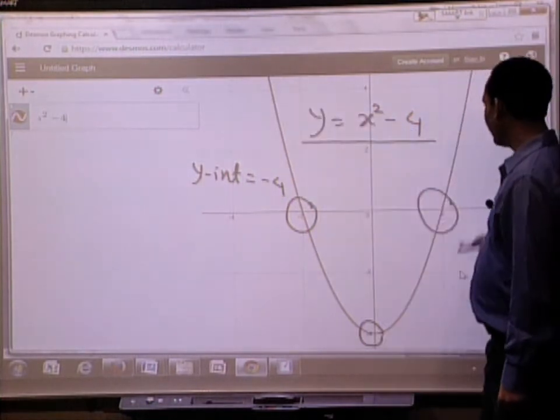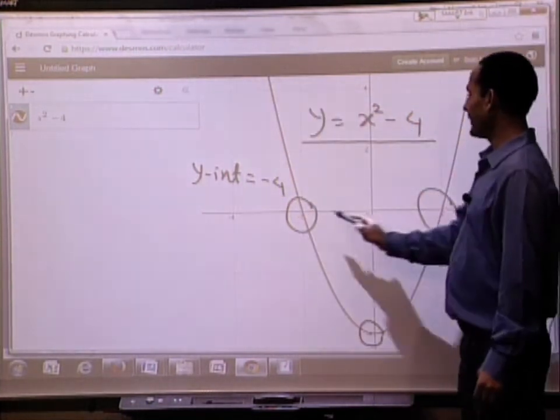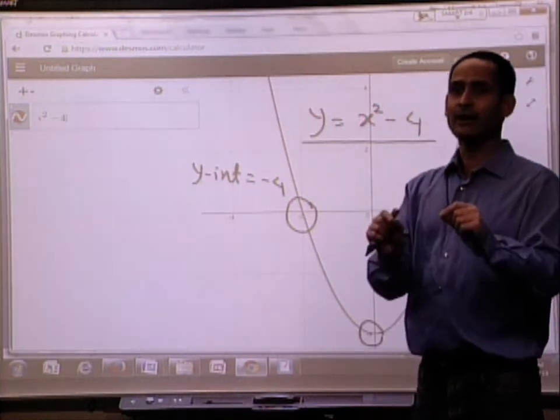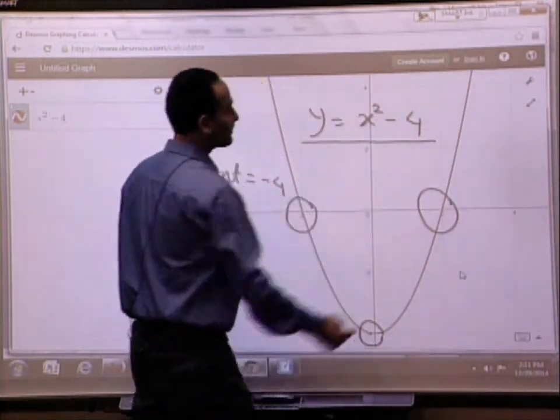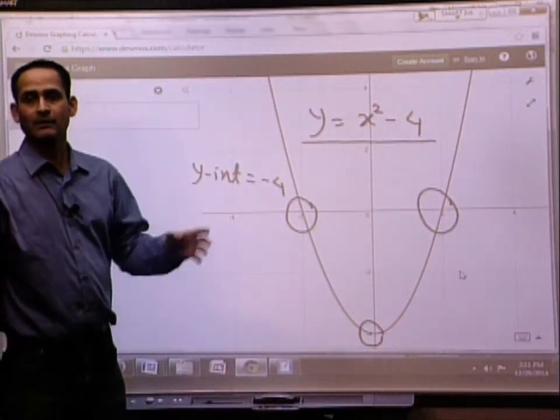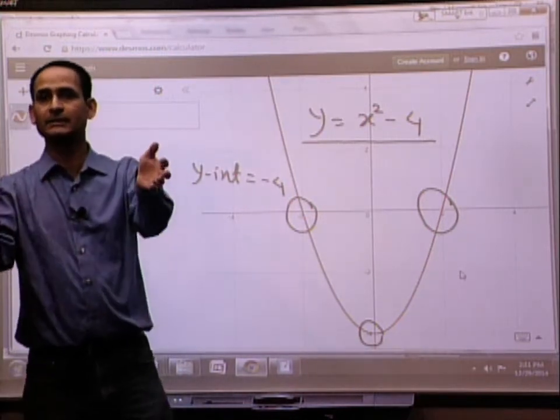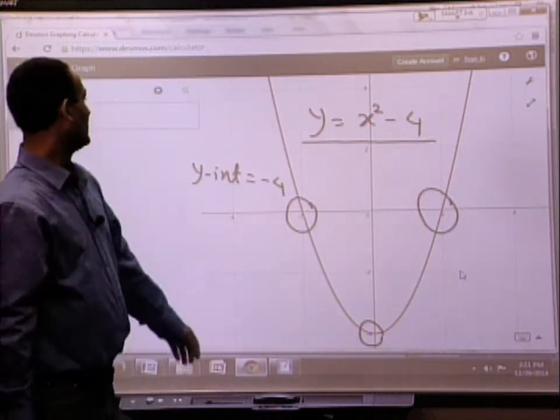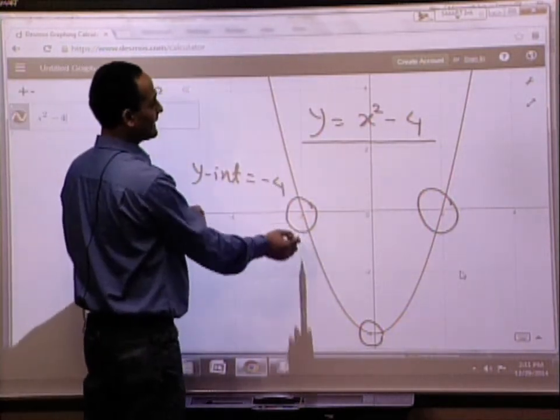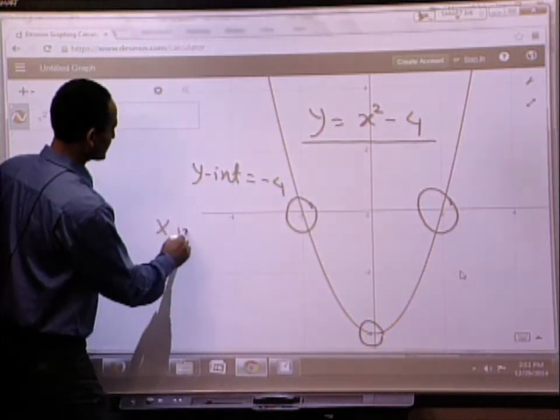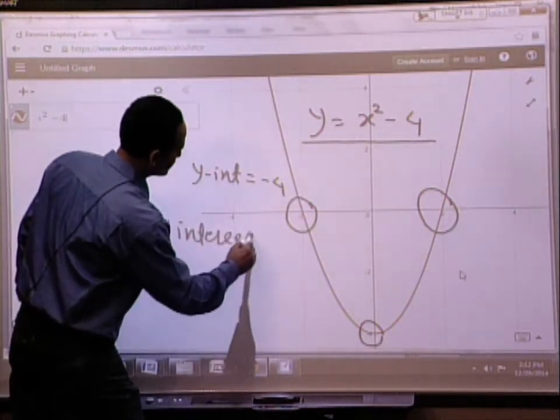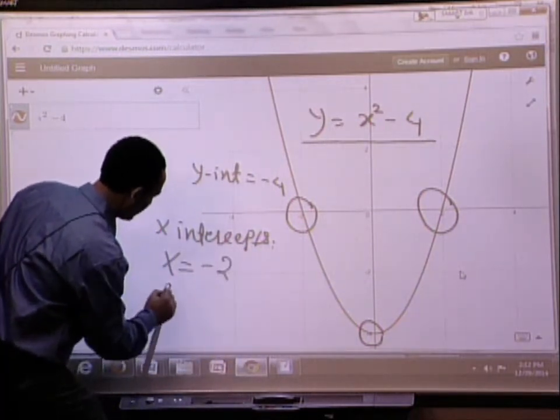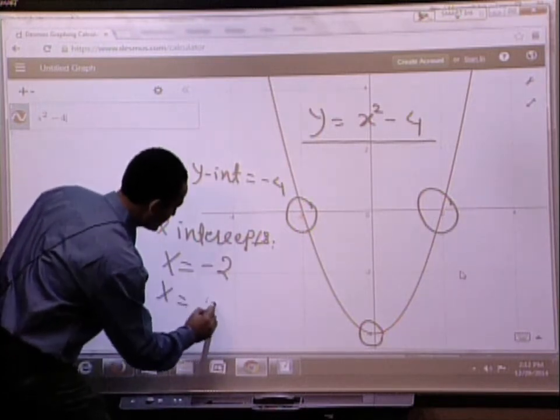Similarly, if I look at the graph, it is intersecting the x-axis at 2 points, x equal to -2 and x equal to +2. Notice the y value at x equal to -2 and x equal to +2 is 0. Whenever the graph intersects the x-axis, y values will be 0. Whenever it intersects the y-axis, the x value will be 0. Since it is intersecting the x-axis at -2 and 2, we can say there are two x-intercepts. One of them is x equal to -2 and the other one is x equal to +2.